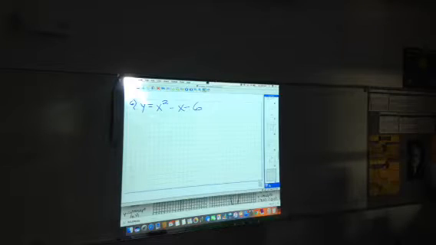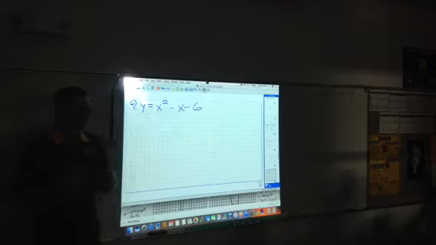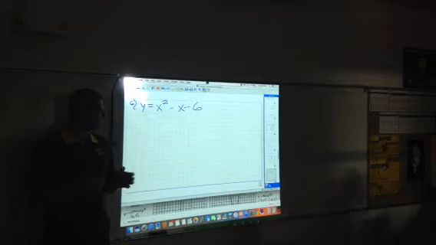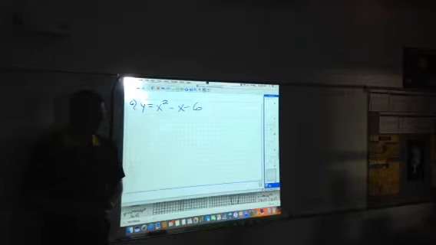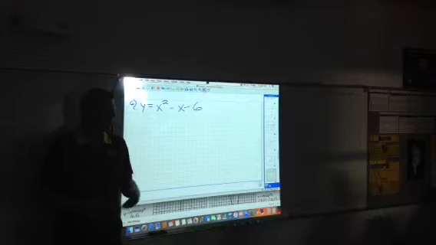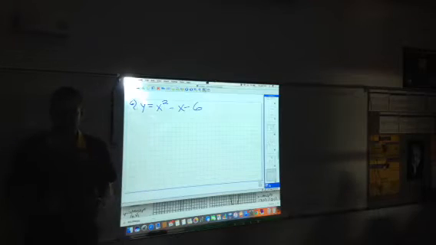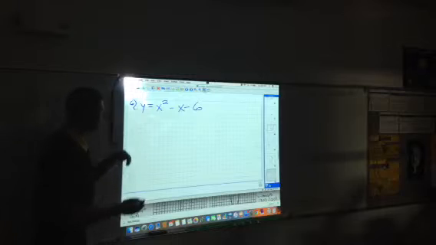Okay, quick review on graphing quadratics here. What would probably be the best thing to find first? Axis of symmetry, right? The vertical line that cuts the parabola right down the middle. And the little shortcut to doing that is opposite of b over 2a.